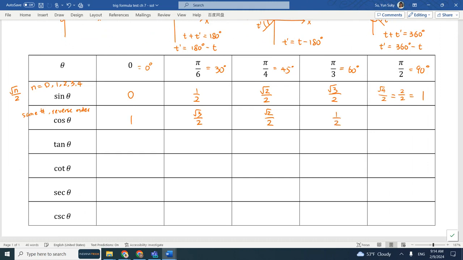1/2. Yes, right, everybody? So we find the pattern, and then we can figure it out, right? And then tangent. What is tangent? Yes, sine theta over cosine theta. Okay. Yes, so 0 over 1 is 0. And then 1 over root 3. Yes, so 1/2 over root 3 over 2 is 1 over root 3. We are using the first row divided by the second row.